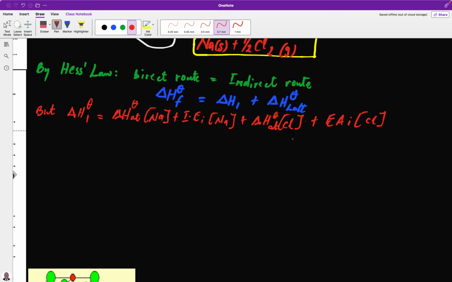All this will be equal to what? All this will be equal to plus 10.3, plus 500, plus 121, plus minus 3. Oh, sorry.